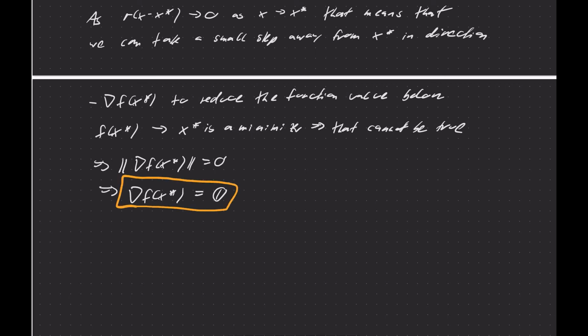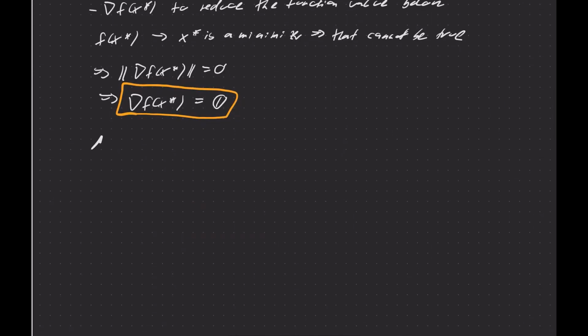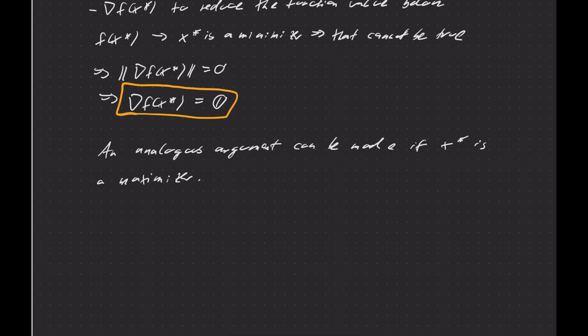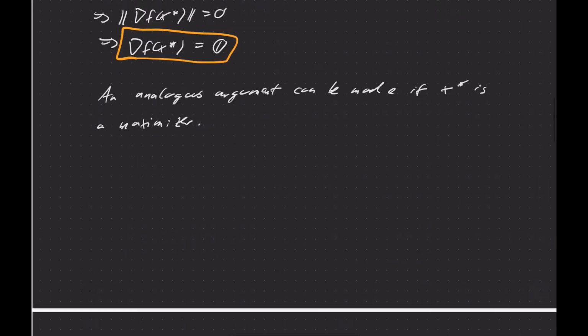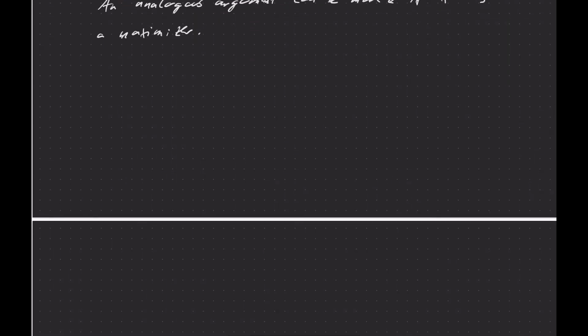And of course we can make the same argument for a maximizer as well. Yeah? So let's just quickly note this. An analogous argument can be made if x star is a maximizer. So we have effectively proven the following theorem, and that's the main result of this video.